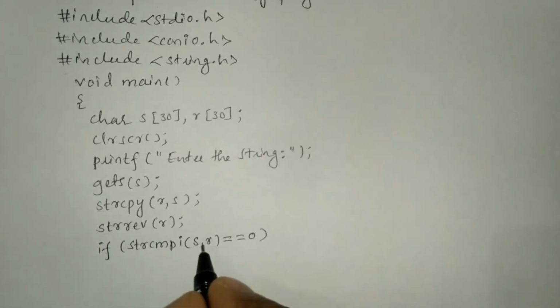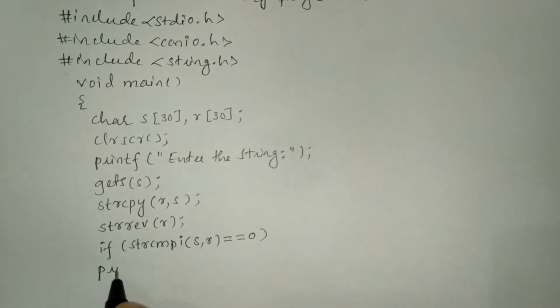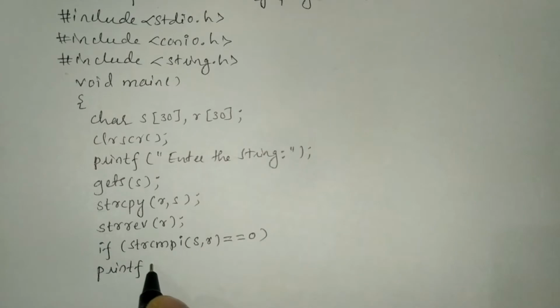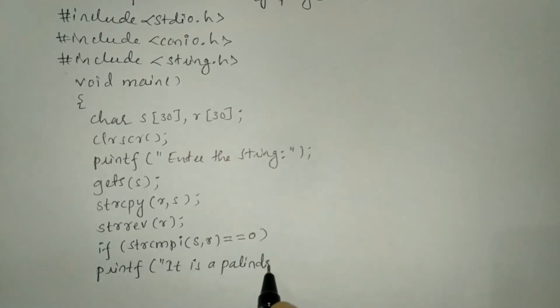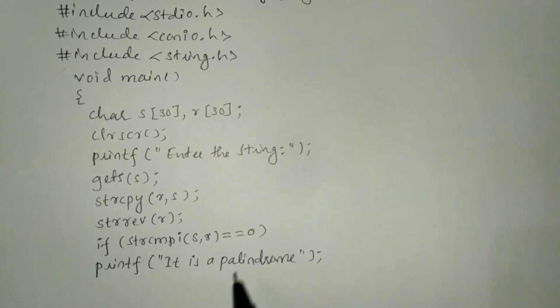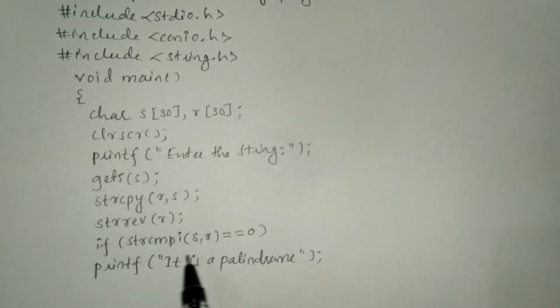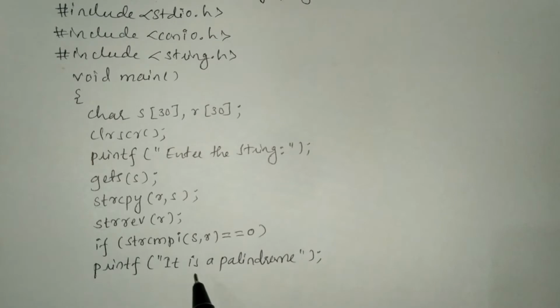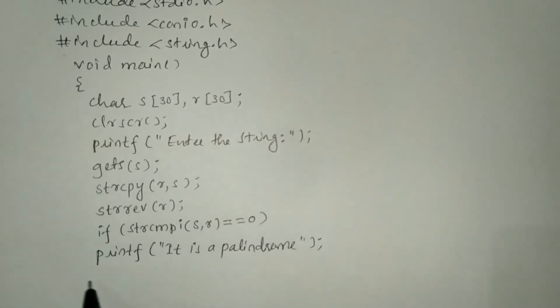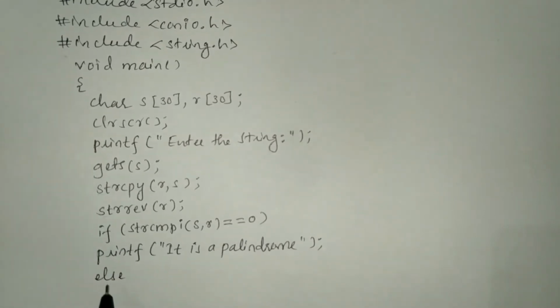If it is true, then it has to print it is a palindrome. In a printf statement, in a double quotation mark, I'm going to write it is a palindrome. So palindrome means what? When we write a string and if we reverse it, and even after reversing we can read the same string, then such a string is called a palindrome string. Otherwise, it is not a palindrome string.